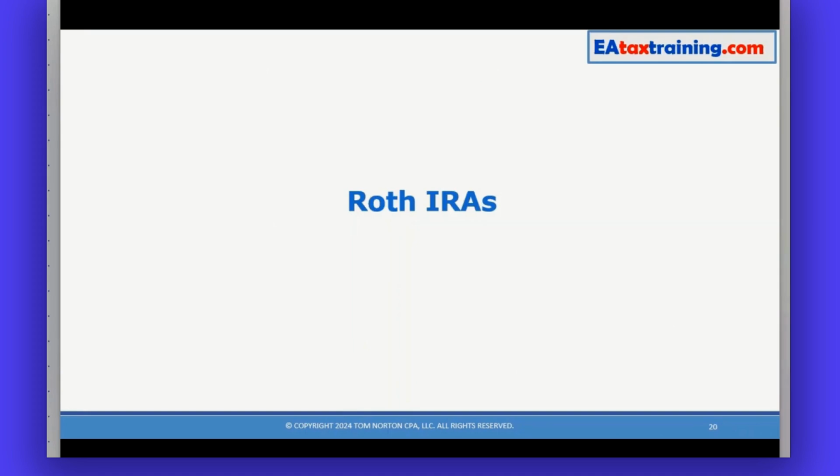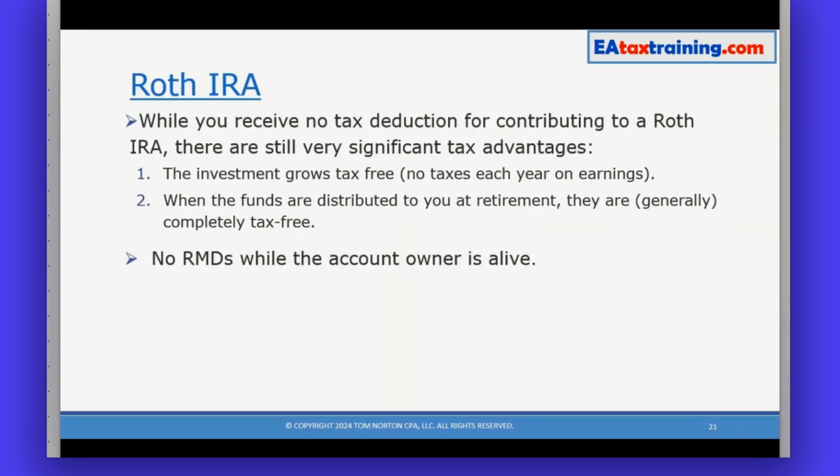So that's traditional IRAs. Now let's talk about Roth IRAs. With a Roth IRA, you receive no tax deduction for contributing to it. However, there are still significant tax advantages. First of all, the investment grows tax-free, not just tax-deferred.